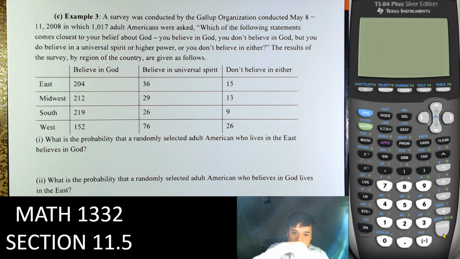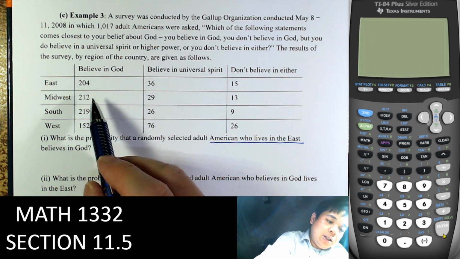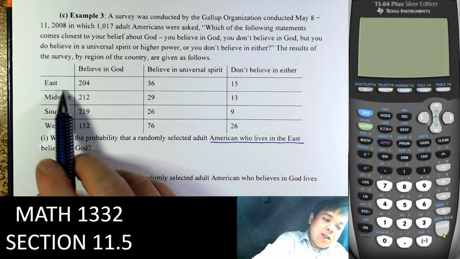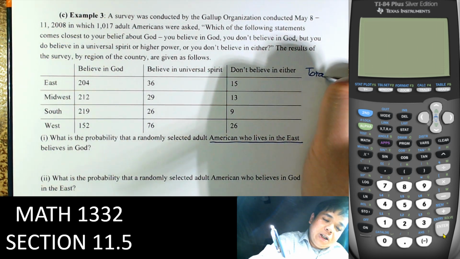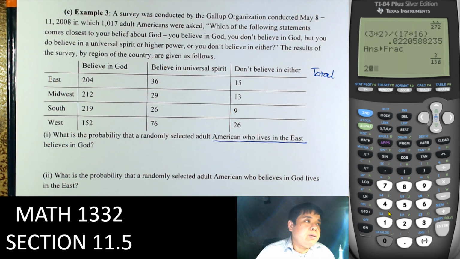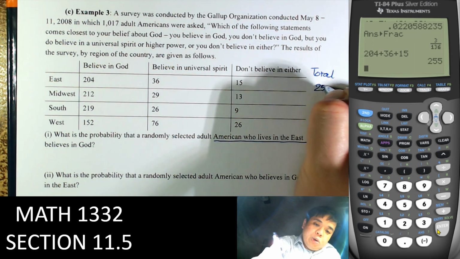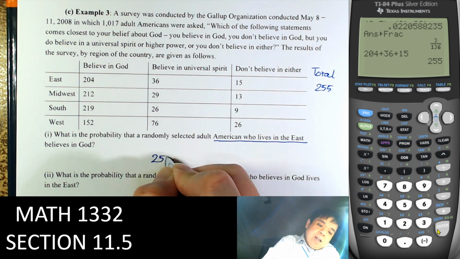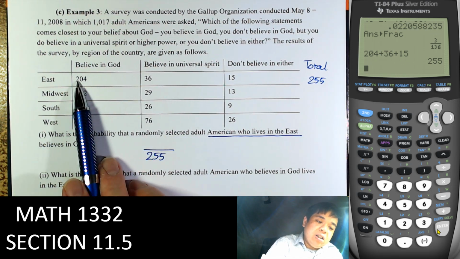Right. So we have to select who lives in the East. Total, we have to find the total here. Of them in the East, it's 204 plus 36 plus 15. That's 255. So 255 people live in the East. Out of those, who believe in God is 204.